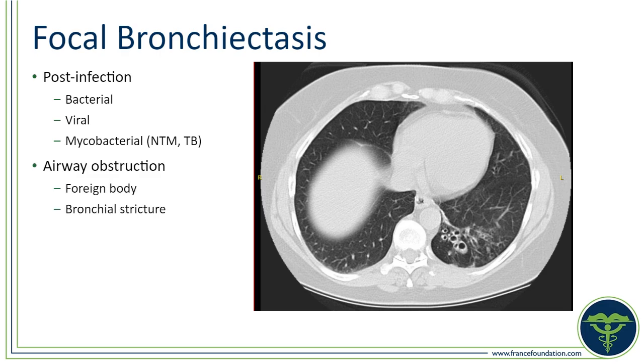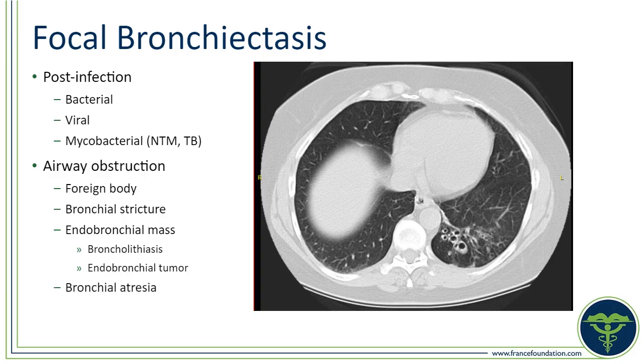It can be due to a bronchial stricture. Endobronchial masses such as carcinoid tumors can cause focal bronchiectasis. Broncholithiasis from a calcified lymph node eroding into a bronchus can cause focal bronchiectasis. And bronchial atresia from a congenital infection causes the bronchus to become narrowed, and there's air trapping surrounding it. These are focal causes of bronchiectasis.